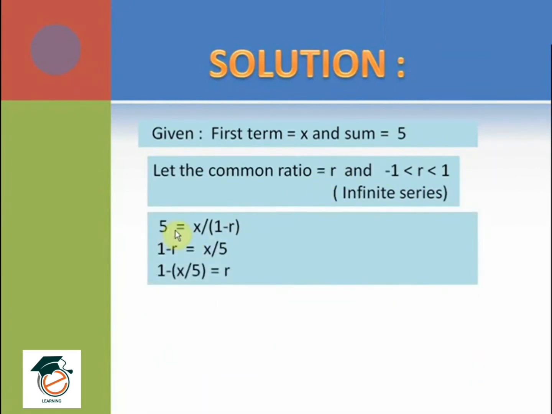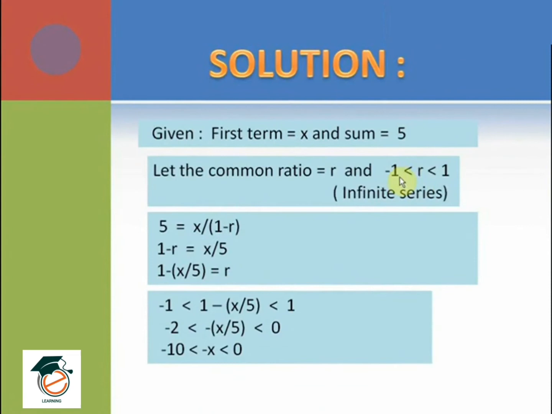So 5 is equal to x upon 1 minus r, as the sum is equal to a upon 1 minus r and a is equal to x here and r is equal to r. So 1 minus r would be equal to x by 5, or we take r to this side and x by 5 to this side to get 1 minus x by 5 equal to r. Now we also know that r should lie between minus 1 and 1. Therefore 1 minus x by 5 is greater than minus 1 but less than 1.